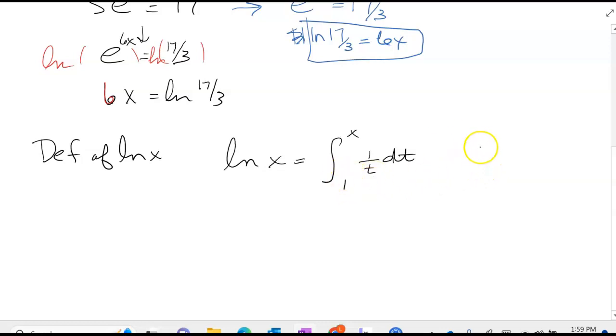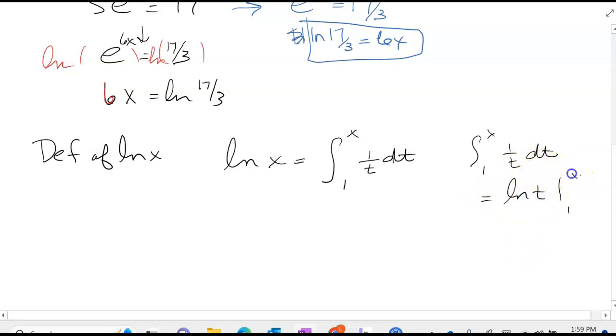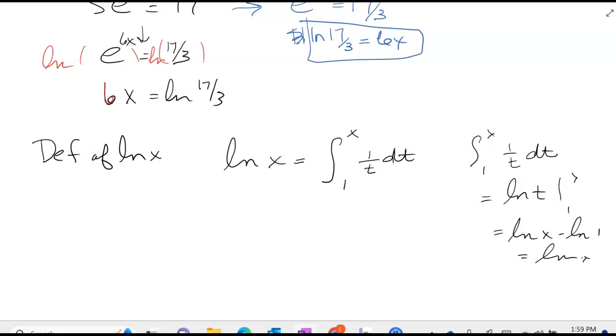The integral from 1 to x of 1 over t dt is just going to be ln t, because differentiating ln t with respect to t gives 1 over t. Evaluated from 1 to x, isn't that just ln x minus ln 1? So it's ln x. So yes, it works. And again, you can see right away the t was just a placeholder. It doesn't matter what letter I stick there.